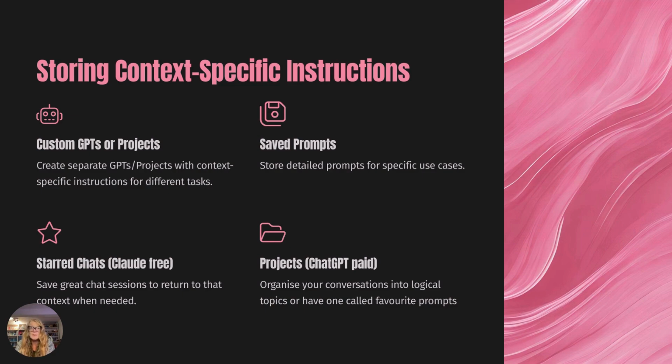Stored chats for Claude in the free version. If you've had a really useful interaction, you can save that chat so you can return to it easily. And projects folders for ChatGPT Plus customers. If you want AI to write in a humorous tone sometimes, you don't need to add that at the top level. Instead, you could just save a reusable prompt that tells it to use humour when needed. By keeping general preferences in the top level settings and specific instructions in your saved prompts or custom GPTs, you get the best of both worlds. AI that knows your preferences but remains flexible for different situations.